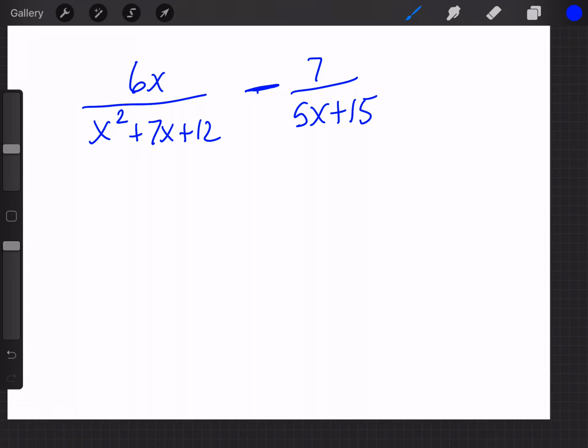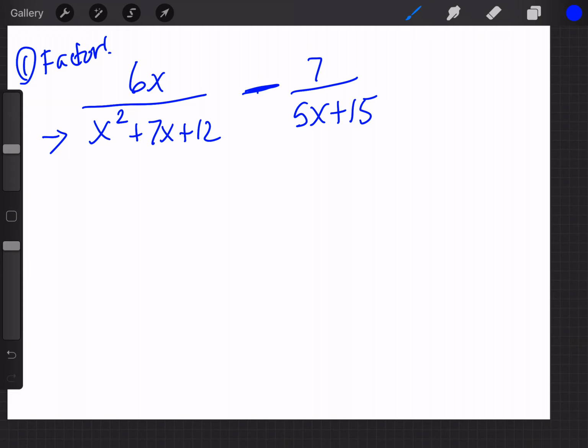All right, so let's take a look at this. You'll notice we're going to subtract here. We need a common denominator. Well, so the first thing, what do we need to do first? We need to factor the denominators. Factor the denominator. So when I look at this, what type is that?